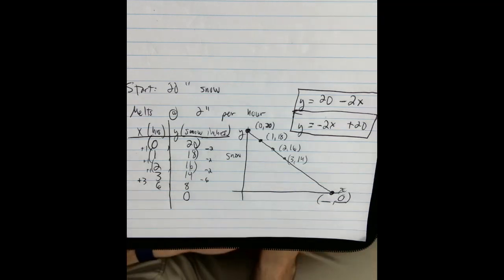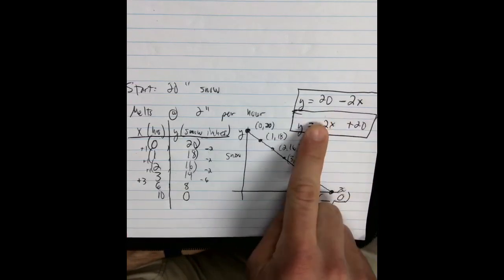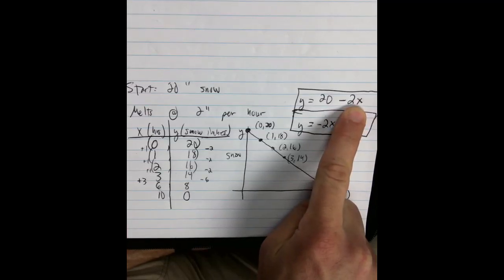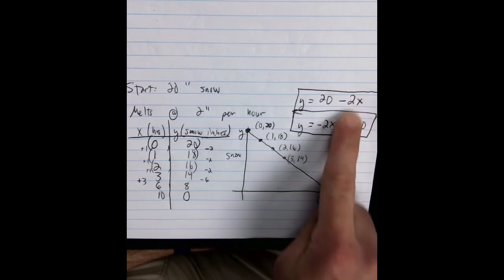Ella? 10 hours. How'd you get that? Well, if you divide 20 by 2, it's 10. So let's think about that. What if we plug in 10 for X here? 2 times 10 is 20, minus 20 is 0. So 10 hours later, the snow will be gone.